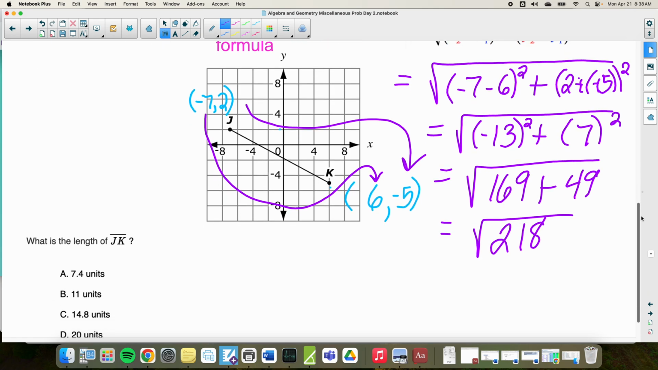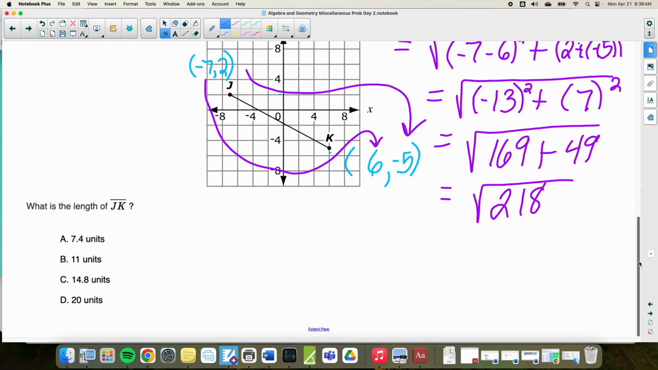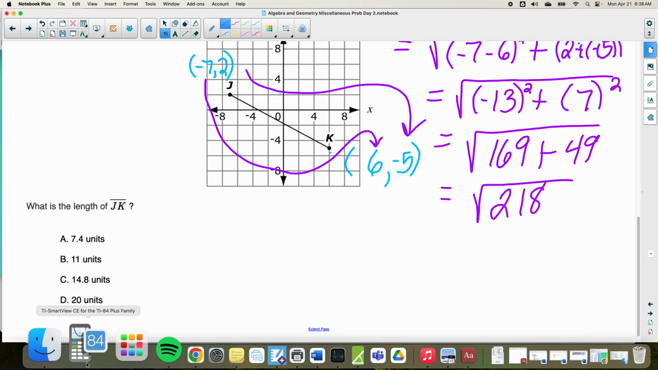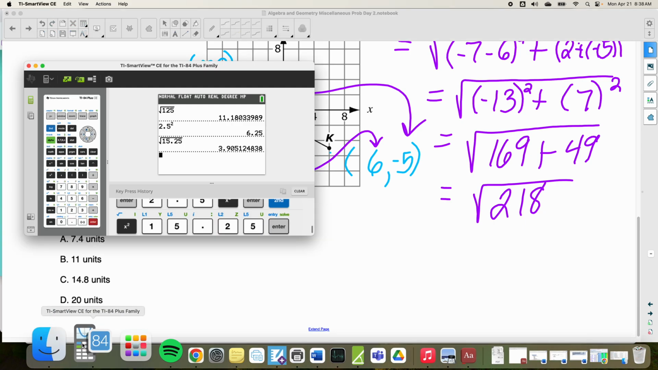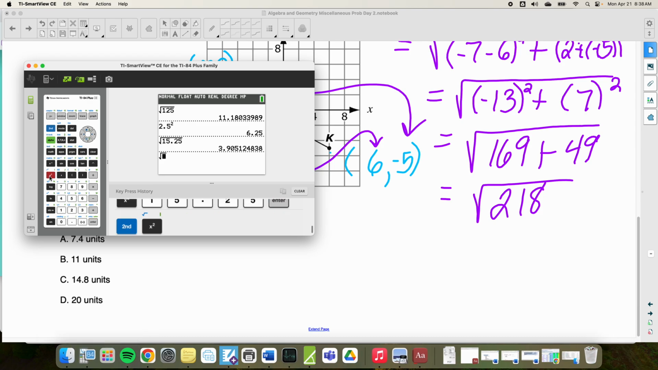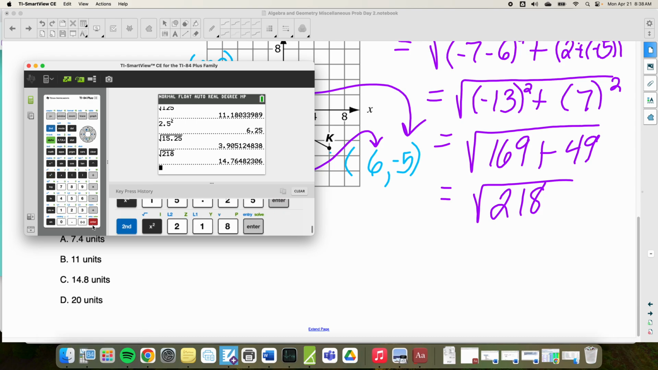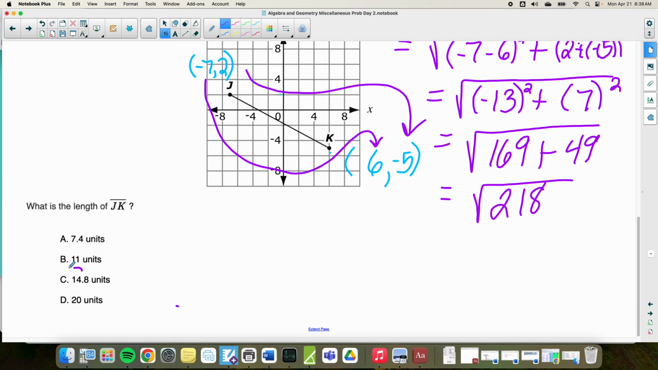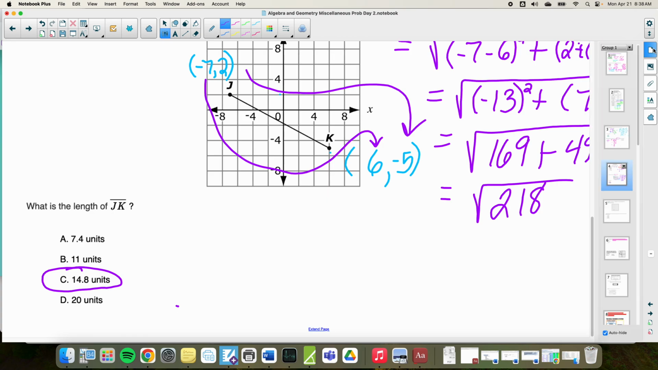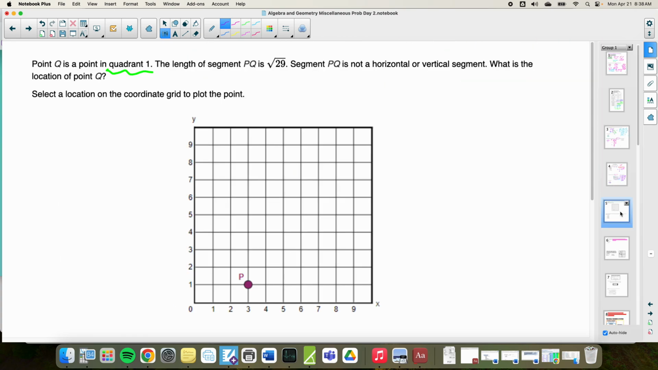And I'm guessing we could use our calculators. Let's see. Square root 218 is 14.76 or 14.8. Okay. All right, now let's go here.